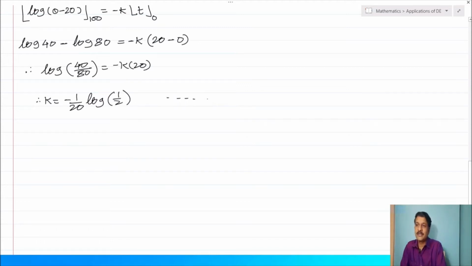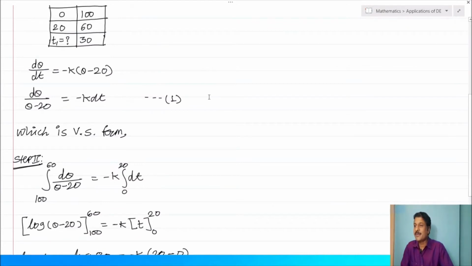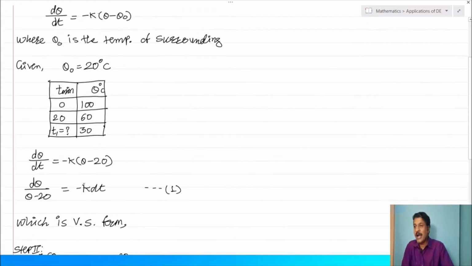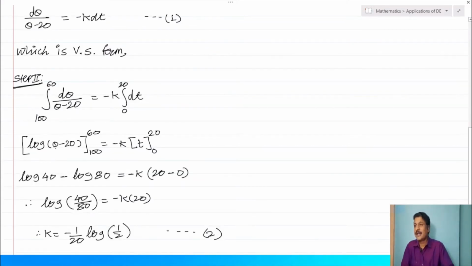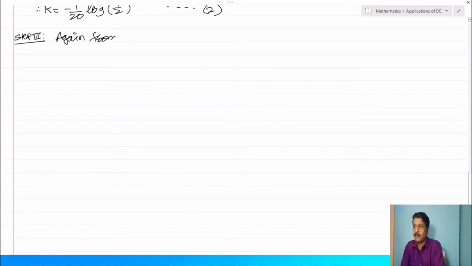So this is equation number 2. Now we have the value of k. Now again the same equation, that is equation number 1, which is in variable separable form. Once it is in variable separable form, I will integrate it. But now I will use one known value and one unknown value, so by using that I can get the value of t1. How? Let's see. So it is now step number 3. Again from equation 1, which is in variable separable form.